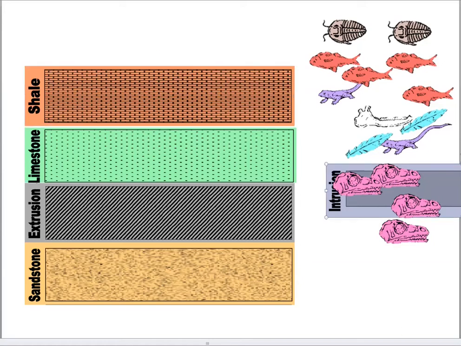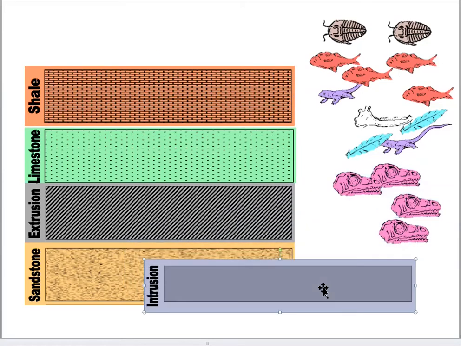Finally, you have this other one that's called an intrusion. And intrusions are not sedimentary rock. They're actually formed from magma. An intrusion occurs, and we learn this with volcanoes, when magma hardens into rock inside the earth. And what can happen is it can actually cut through layers of rock. And we learned about forms that occur, such as dikes, sills, and batholiths.